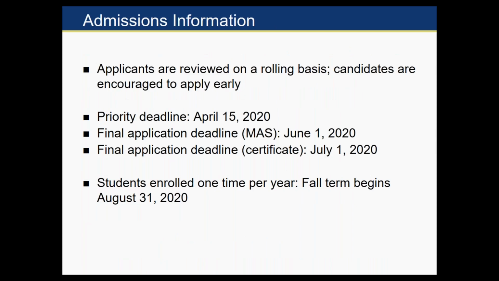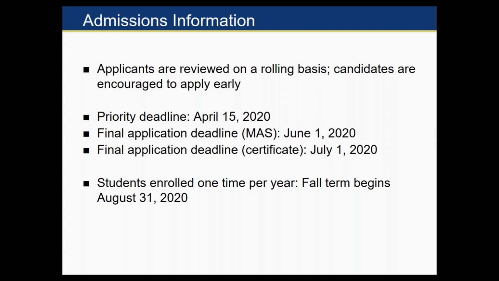Looking over the admissions information, our applications are reviewed on a rolling basis. So it's currently open for the fall of 2020 to start on August 31st, 2020. We mean that ongoing rolling basis, meaning that you don't have to wait until a deadline is posted on the slide to hear back from the committee with your decision. We do encourage students to apply early so you can receive your decision early.